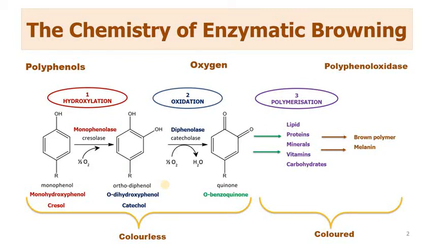In the first step of the reaction, these substrates known as monophenols are catalyzed by an enzyme known as monophenolase, or you can call it cresolase. This cresolase catalyzes the first reaction, known as hydroxylation. In that reaction, the enzyme catalyzes the addition of a hydroxyl group to the ortho position of the monophenol, thereby forming what we call an orthodiphenol or orthodihydroxyphenol. That becomes the product of that step.